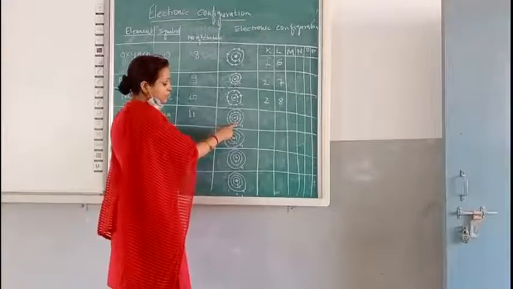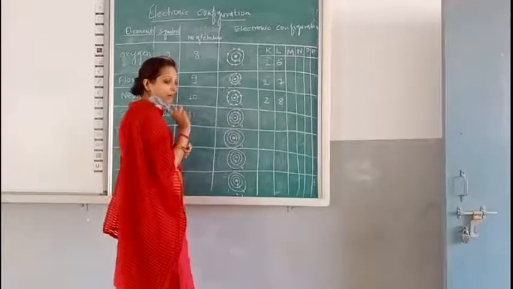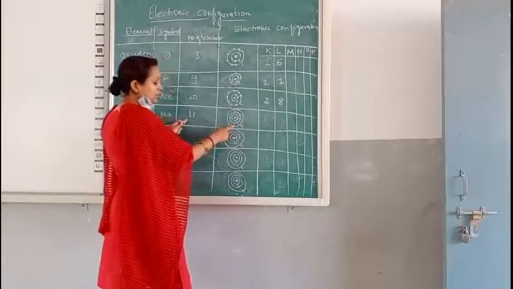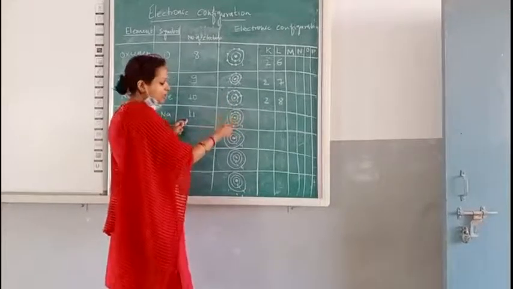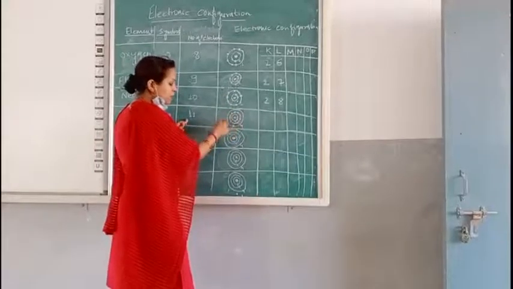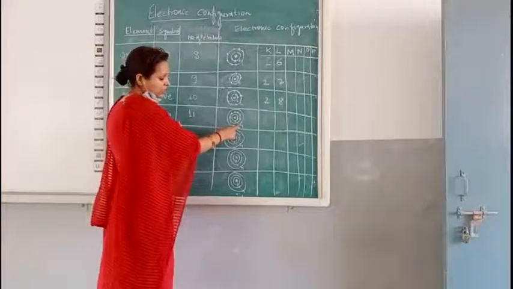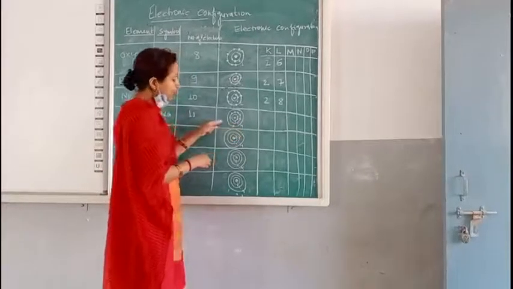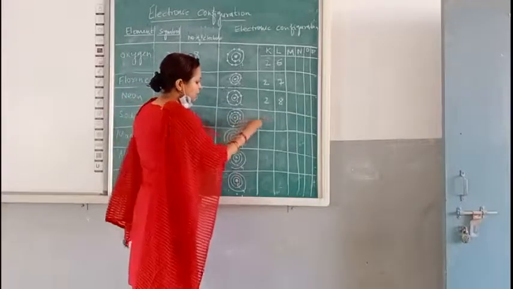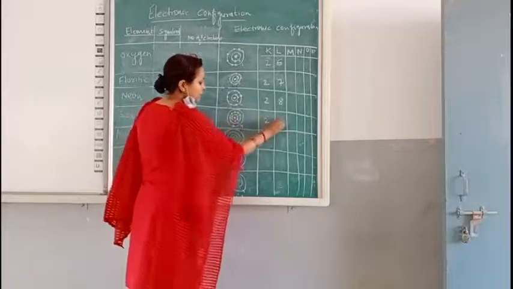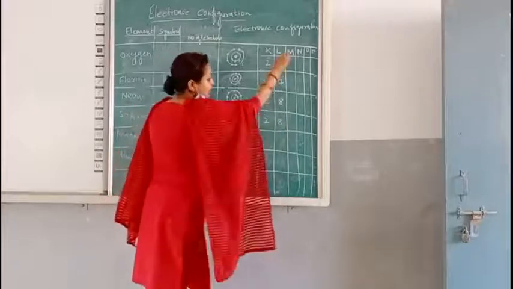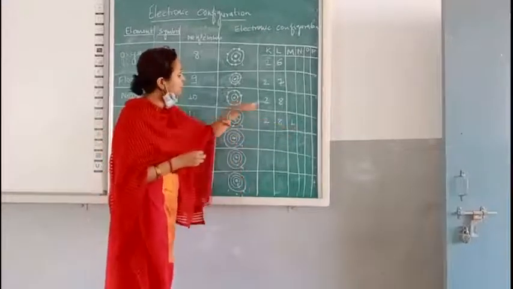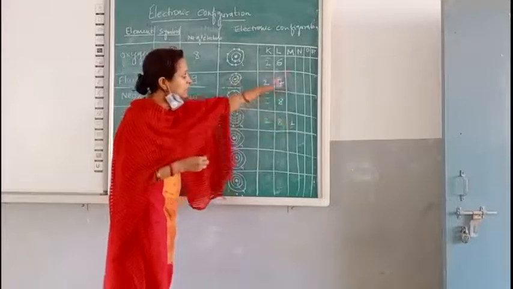Why? Because, you know students, in the L shell you can only accommodate a maximum of 8 electrons, and that is already filled up. So the one remaining electron will go to the higher energy level or higher shell, which is the M shell. That's why I have drawn the next energy level, the M energy level, and accommodated the one left electron in the M shell. So how can you write the electronic configuration here? 2 electrons in the K shell, 8 electrons in the L shell and 1 electron in the M shell. So the electronic configuration will be shown like this: 2, 8, 1.